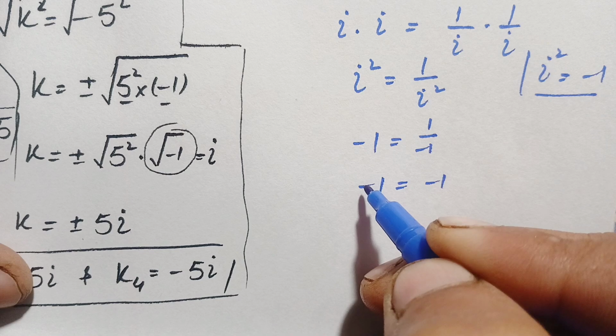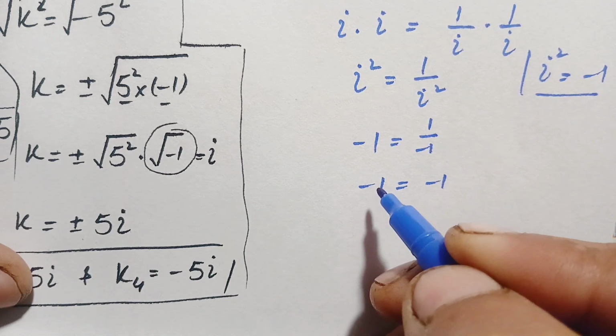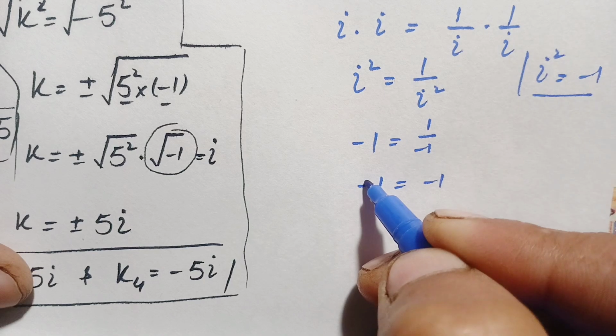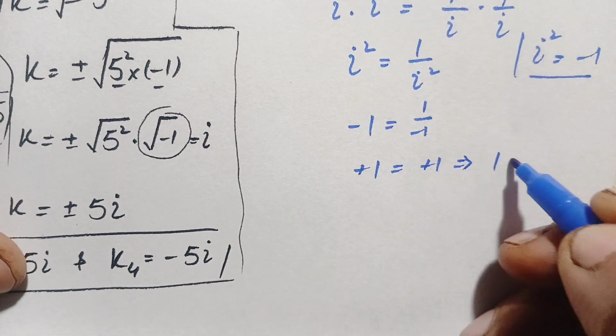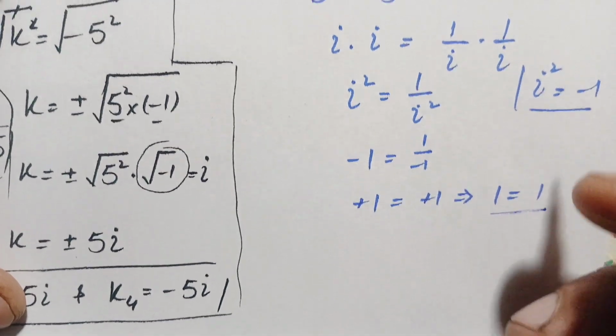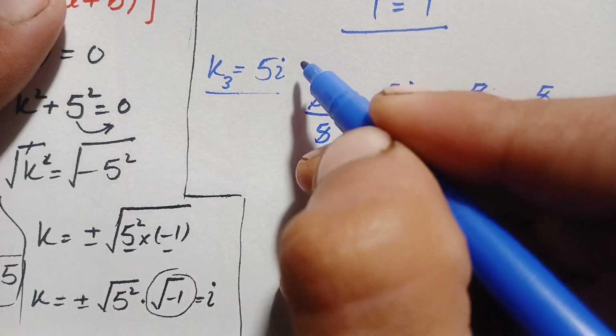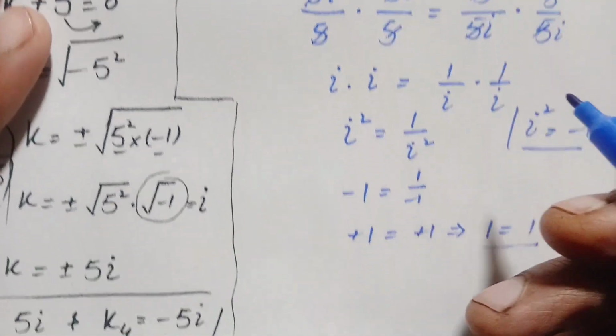So here we can cancel negative sign with negative sign, or we can multiply both sides by negative 1. So let's cancel this negative with this negative. So this will become 1 is equal to 1. Now since both sides are again equal, it means that k3 is equal to plus 5 iota is also the exact and correct value.